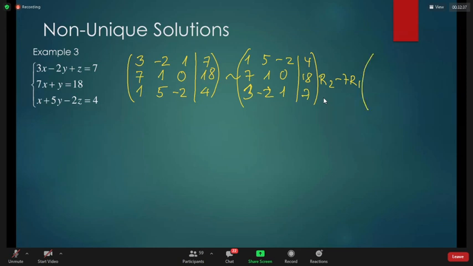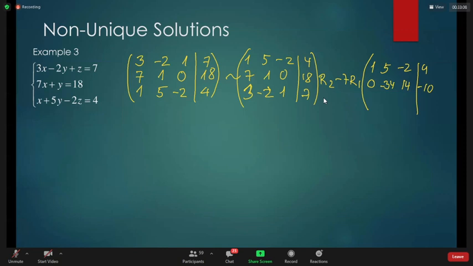And so we have the first row remains as it is, 1, 5, minus 2, 4. Second row, 7 minus 7 is 0. So 5 times minus 7 is minus 35 plus 1 is minus 34. Minus 2 times minus 7 is 14, plus 0 is still 14. 4 times minus 7 is minus 28, plus 18 is minus 10.